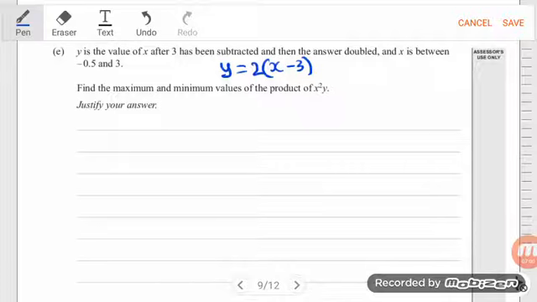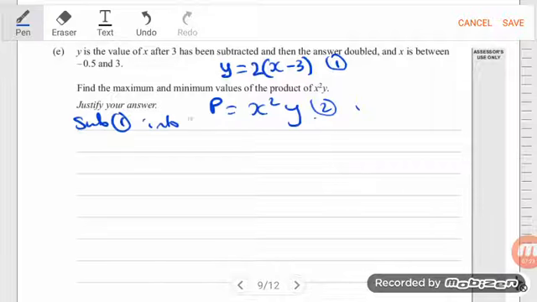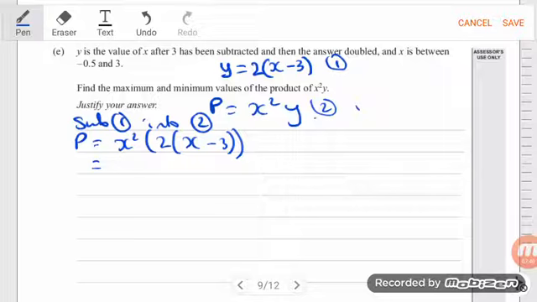Okay. So if we call that P for product equals x squared y, we've got two equations. Let's get rid of our y. So this is a lot like simultaneous equations. So that's my first equation. That's equation 2. Sub equation 1 into 2, which gives me P is equal to x squared times 2x minus 3.